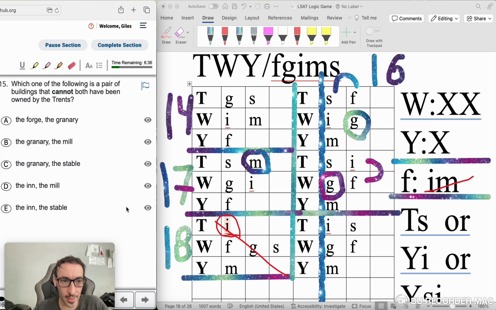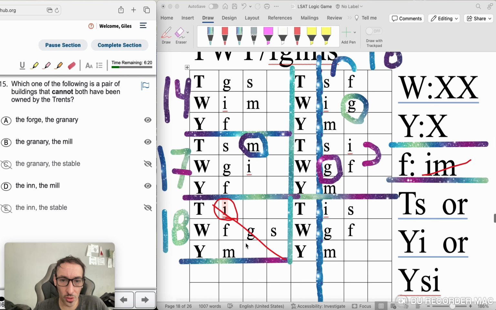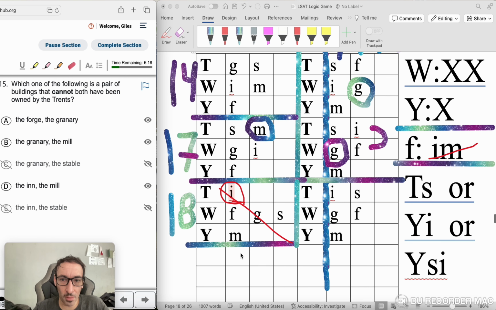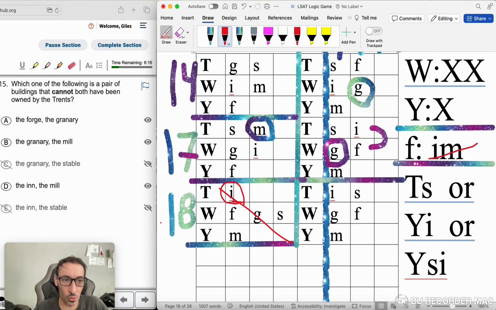I see S and I. Let's go ahead and remove it. And I see G and S. So I'm left with I M, G M, and F G. Now they're asking about which one of the following cannot be owned. So let's see if I can go ahead and play this out really quickly right now with choice D.